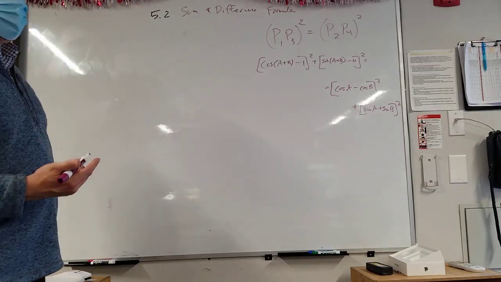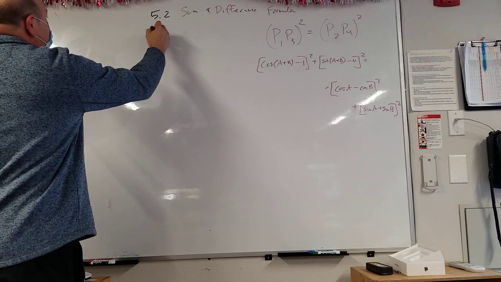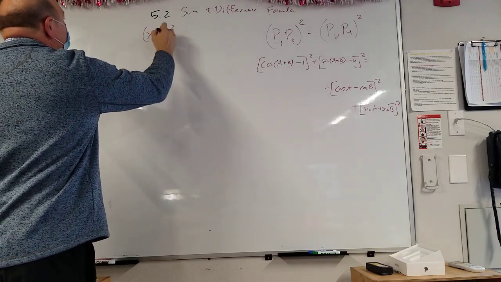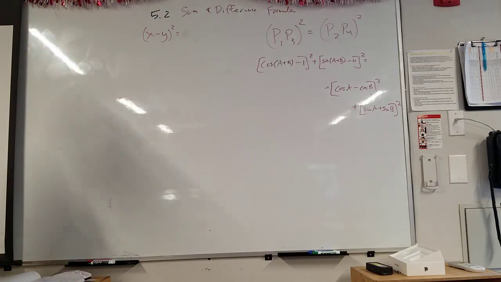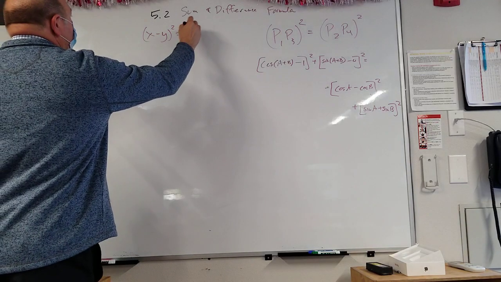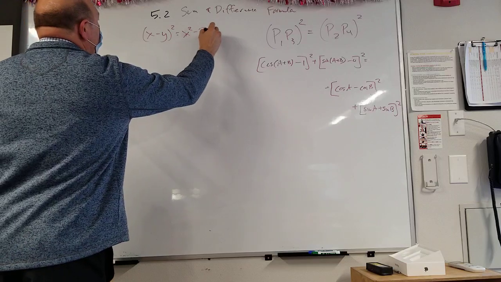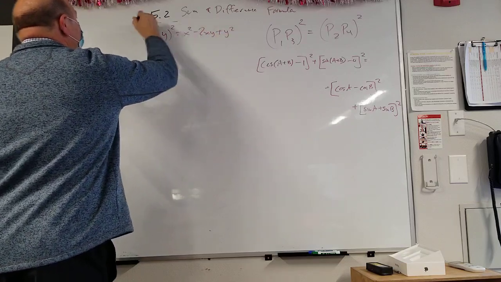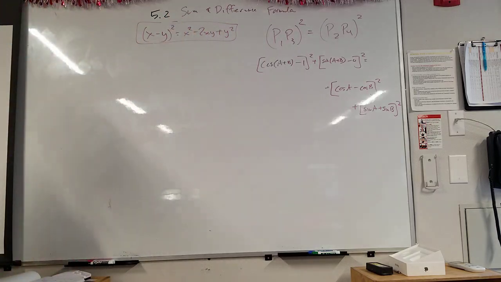And let's see, from algebra. You guys remember from algebra? You guys, cut it out. Expand that out for me real quick. X minus y to the second power is? X squared minus 2xy plus y squared. Okay, boom. Everybody agree with that little thing from algebra? Cool, let's go for it here.